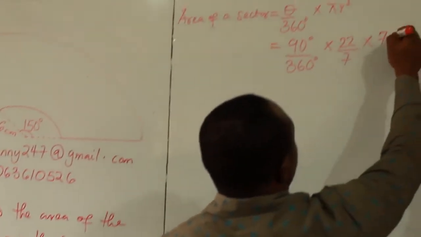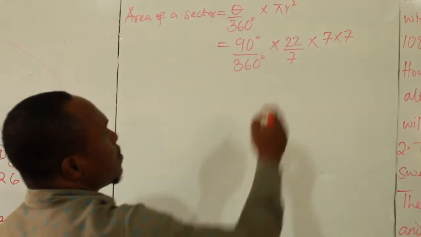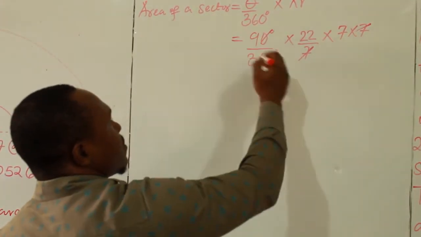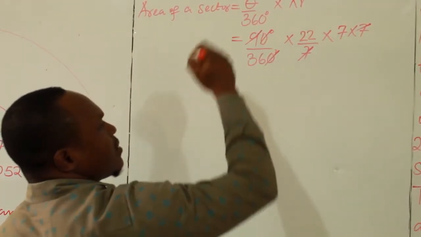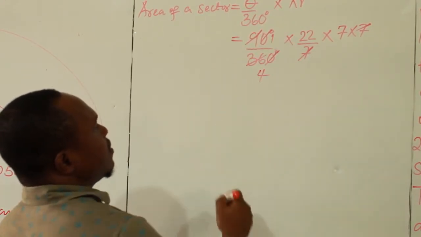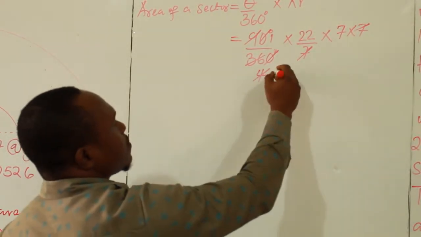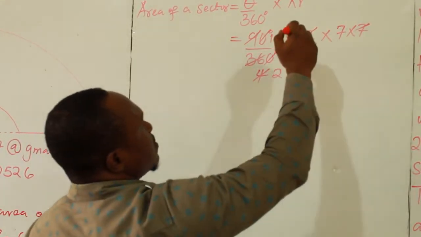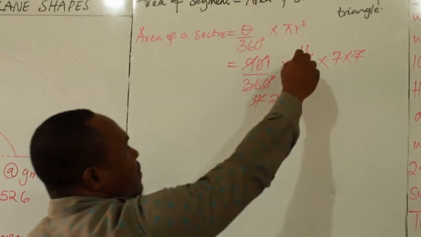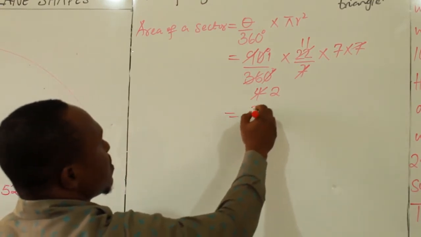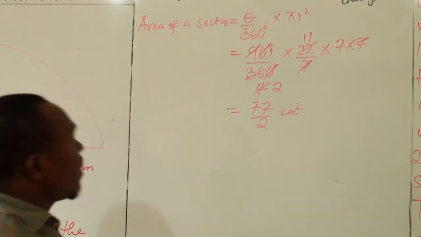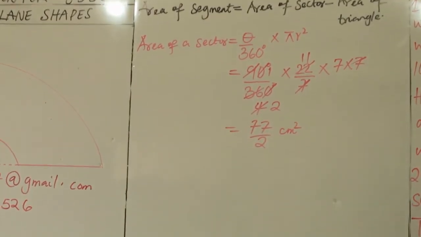So we have 7 multiplied by 7. This 7 can comfortably cancel this 7. 0 can cancel 0. 9 can cancel itself 1 time and cancel 36 4 times. 2 can cancel 4 2 times and can divide 22 11 times. So we're left with 11 multiplied by 7, which gives us 77/2 centimeter square as the area of this sector.